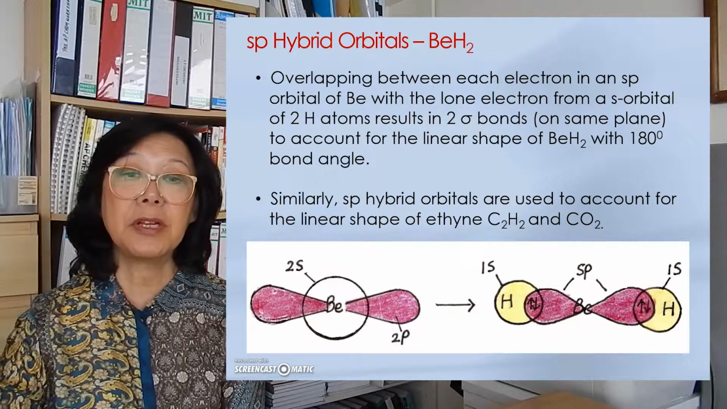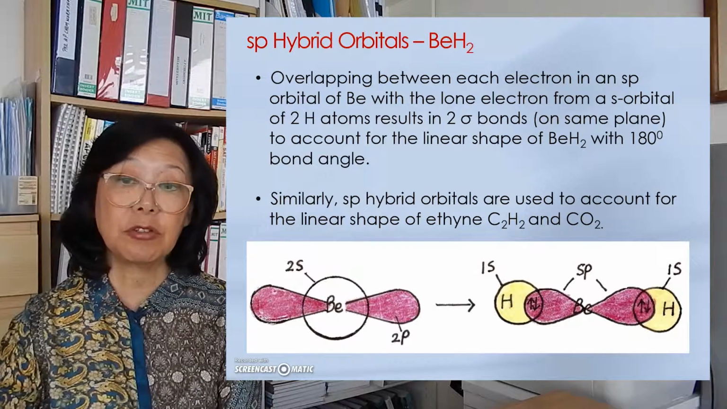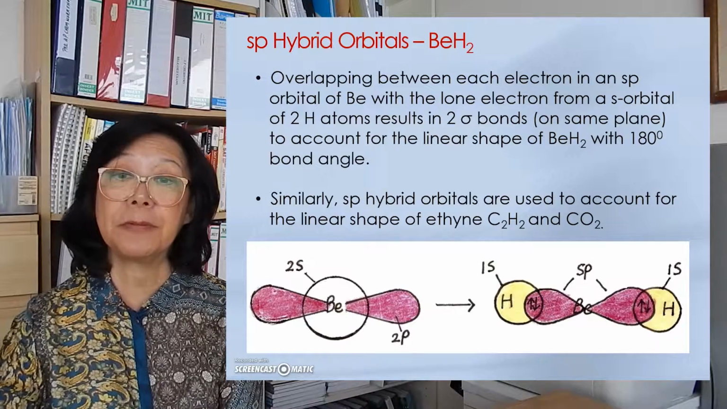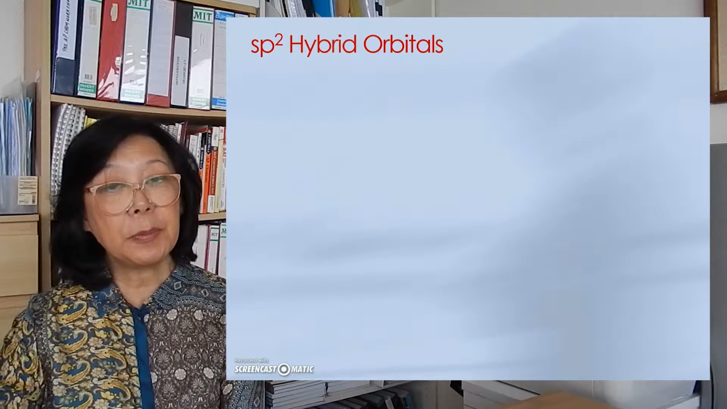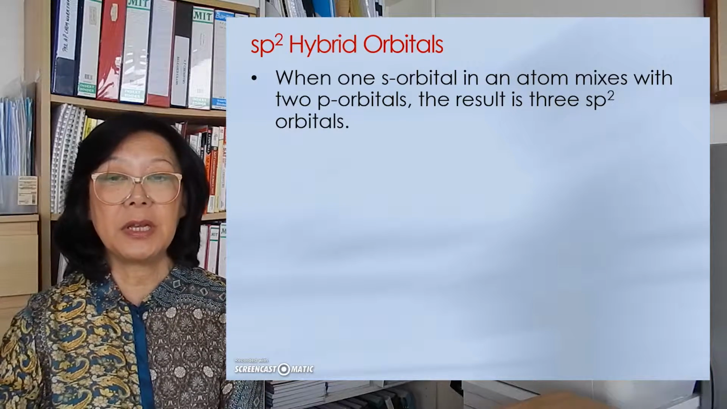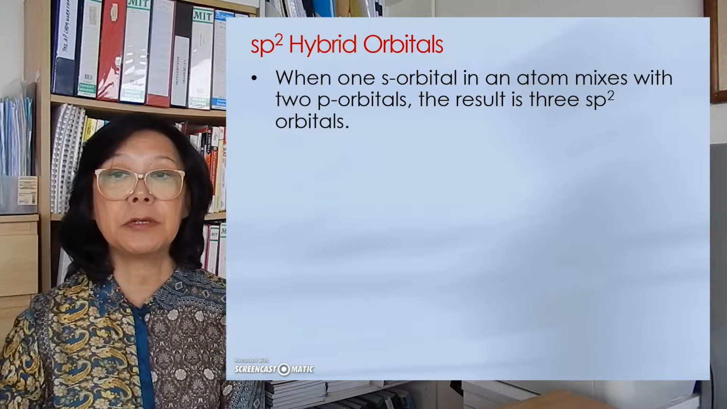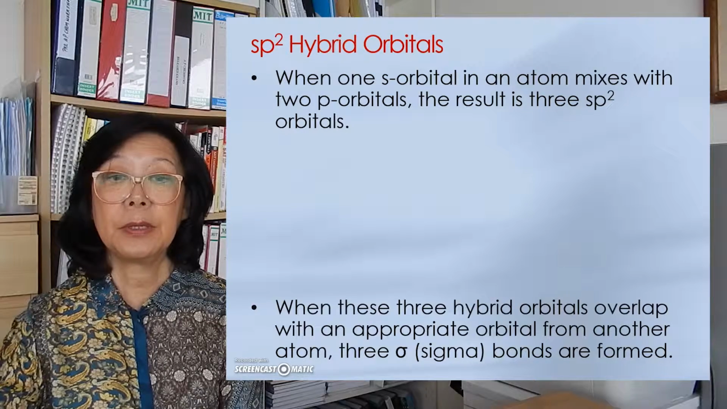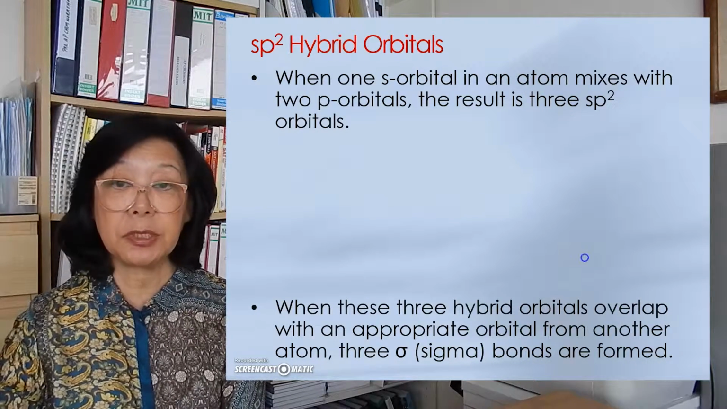So look at here, beryllium with the 2p orbitals bonding with the electron from the 1s orbital from the hydrogen, making a linear shape. Now the second type of hybrid orbitals is sp2. When one s orbital in an atom mixes with two p orbitals, the result is three sp2 orbitals. And when they overlap, then they form three sigma bonds.